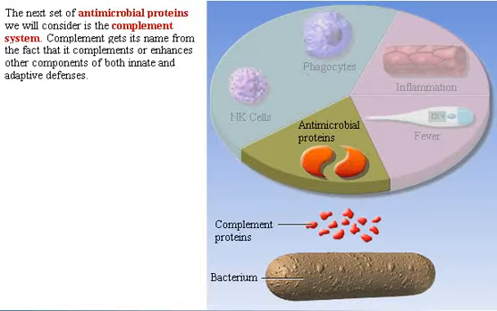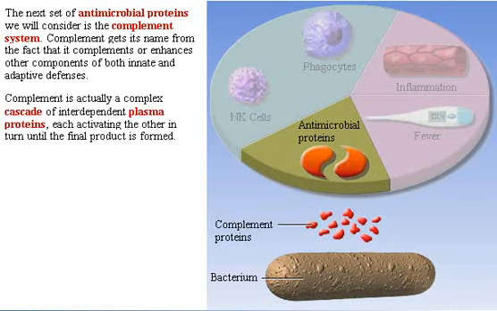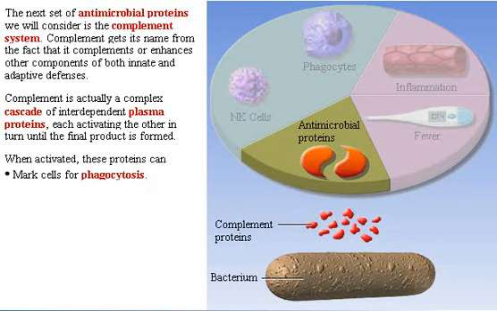The next set of antimicrobial proteins we will consider is the complement system. Complement gets its name from the fact that it complements or enhances other components of both innate and adaptive defenses. Like the blood clotting cascade, complement is actually a complex cascade of interdependent plasma proteins. As each protein is activated, it becomes an enzyme that activates the next protein until the final product is formed. When activated, these proteins can mark cells for phagocytosis, promote inflammation, and even kill some bacteria all by themselves.